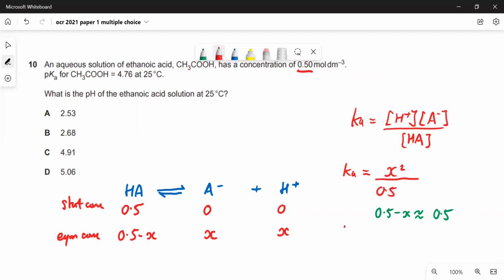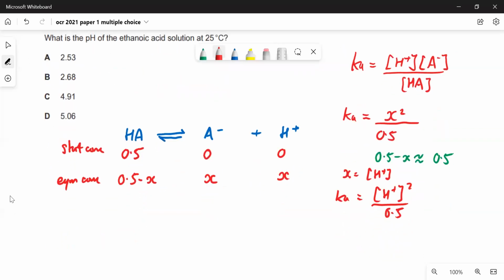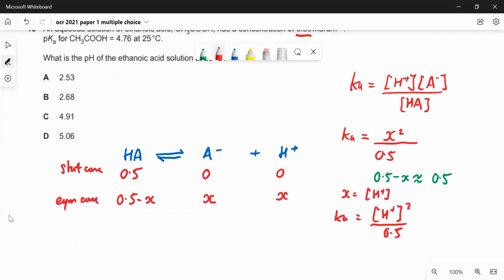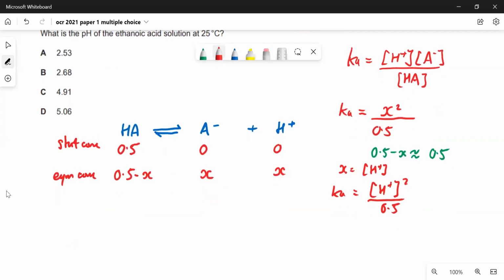So X, don't forget, is equal to the H plus concentration. So I'm just going to put that in there. So Ka is equal to the H plus concentration squared over 0.5. They don't give us Ka, but they give us pKa. pKa, they tell us, is 4.76, okay?